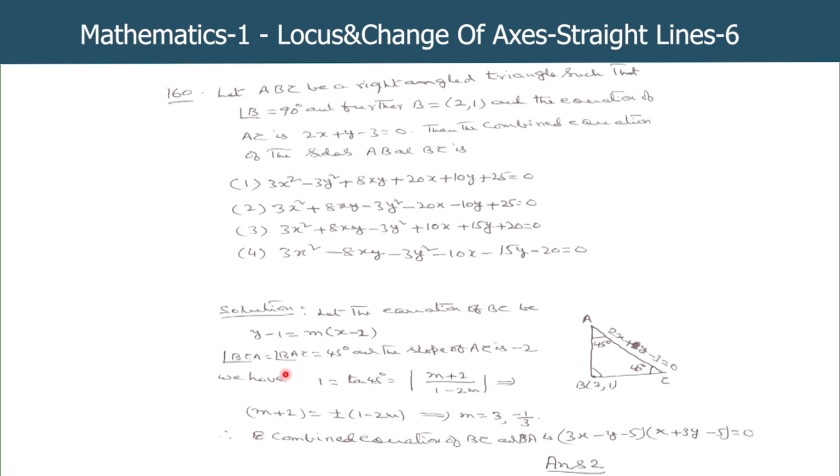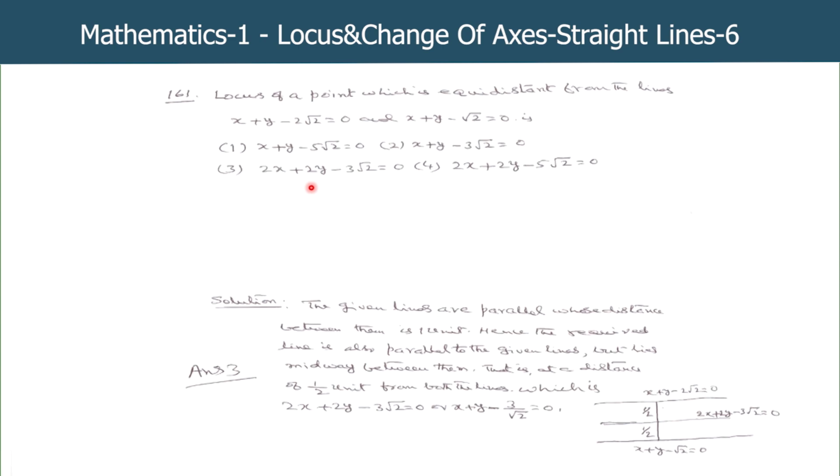So, angle ABC is equal to angle BAC is equal to 45, slope of AC is minus 2. So, therefore, 1 is equal to tan 45 is equal to modulus of (m plus 2) by (1 minus 2m). So, m plus 2 is equal to plus or minus (1 minus 2m). So, the slopes m are equal to 3 or minus 1 by 3. Now, if you substitute in the equation y minus 1 is equal to m into x minus 2 the values 3 and minus 1 by 3, you will get the individual separate equations of the sides. If you multiply those two, you will get the combined equation, and the combined equation of those two lines is nothing but given by option number 2.